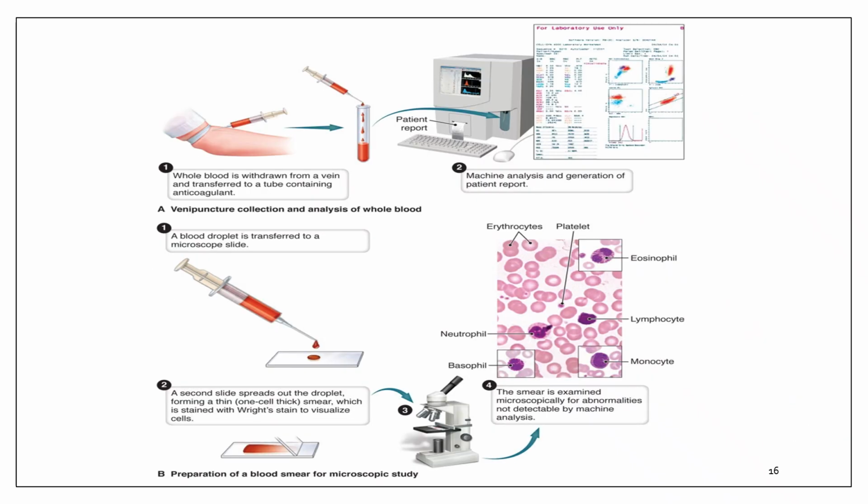This slide walks us through the life of a blood sample, and honestly, it's a great reminder that automation is amazing, but it's not the whole story. So step one, everything starts with a standard venipuncture. Whole blood is drawn and placed into a tube containing anticoagulant so the cells don't decide to clot together before we get a chance to look at them.